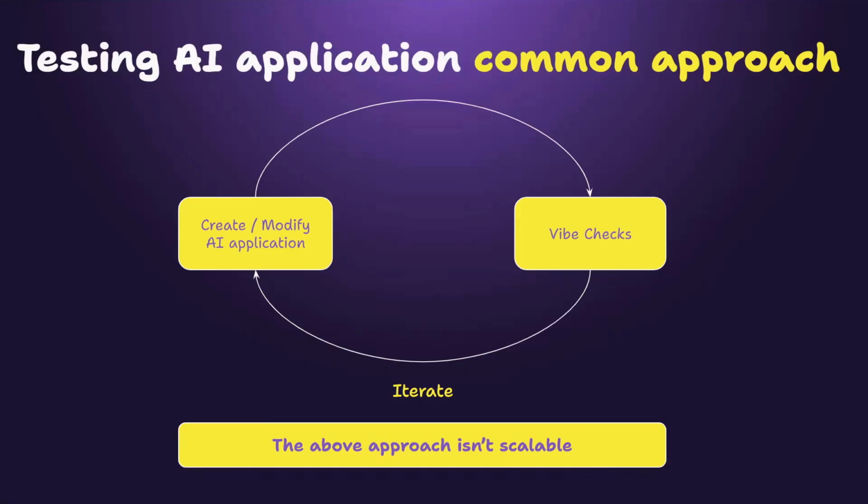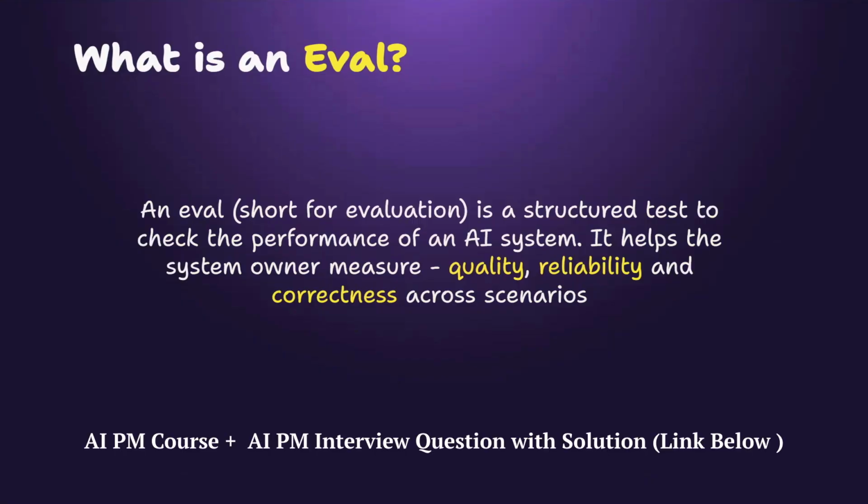But first, let us understand what an eval actually stands for. An eval, which is nothing but a short form for evaluation, is a structured test to check the performance of an AI system. It helps the system owner measure quality, reliability, and correctness across different scenarios.